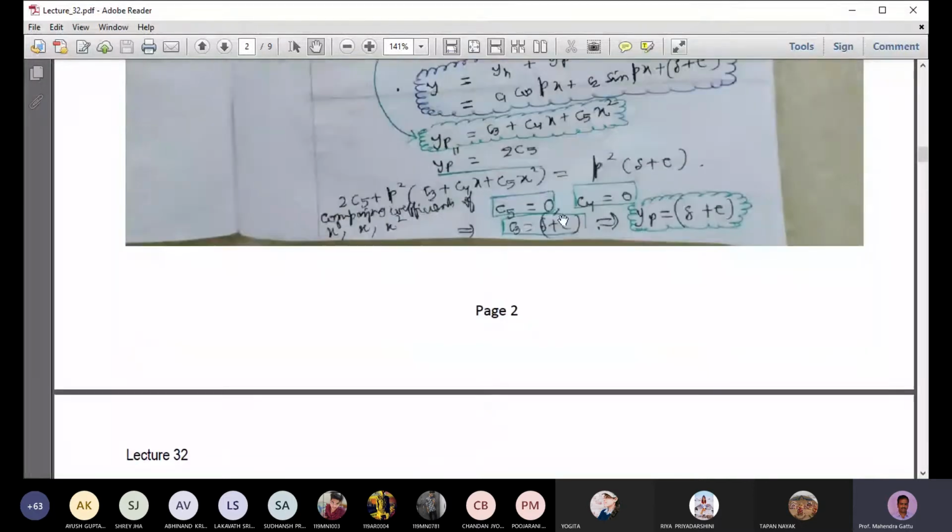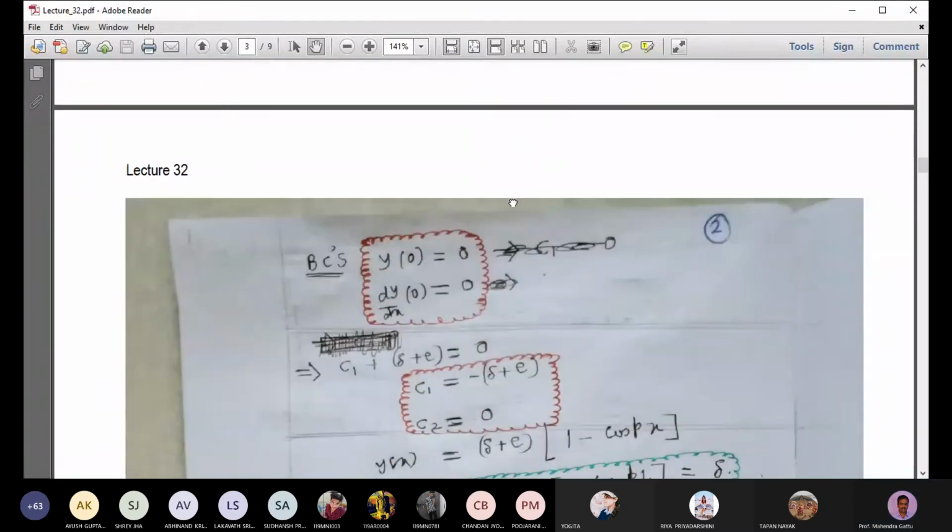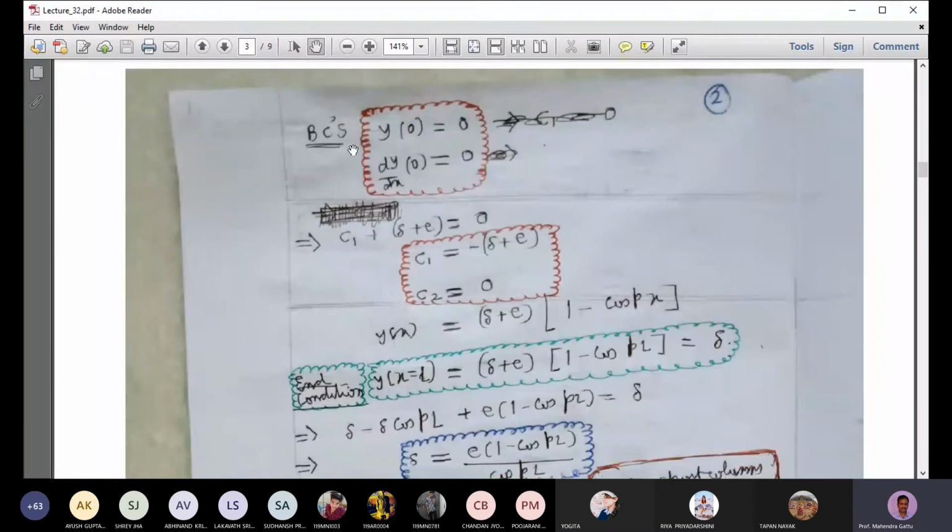Okay, so I'm moving to the page 3. You are able to see the next page, right? Boundary conditions. Yes, Yes, sir. sir. Okay, fine.